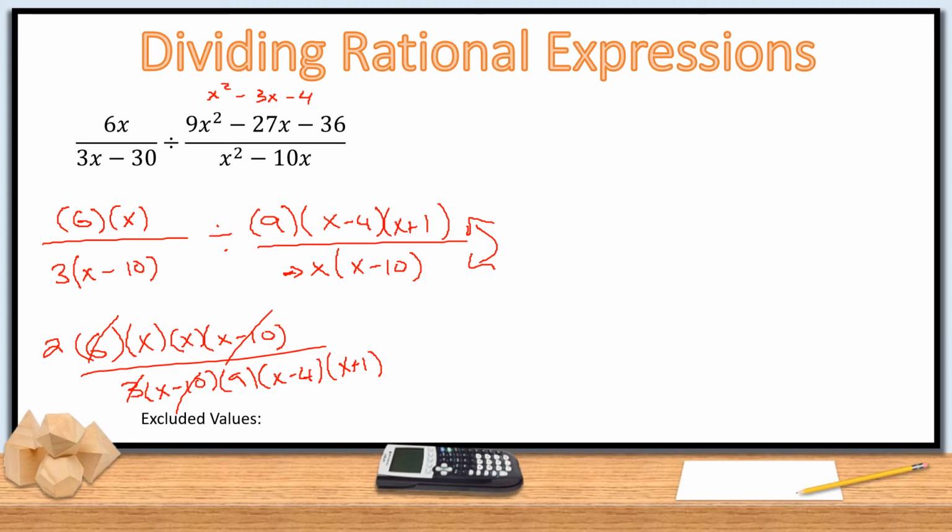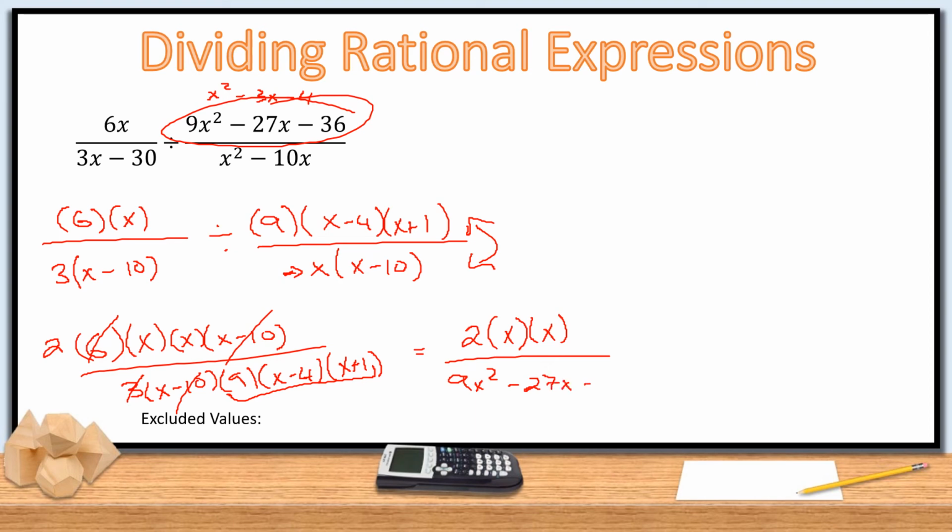Okay, so that's it. So we got 2 times x, so 2x squared on top, and then we've got 9 times x minus 4, so it's the exact same value as what we started with up here. So it would just be 9x squared minus 27x minus 36.